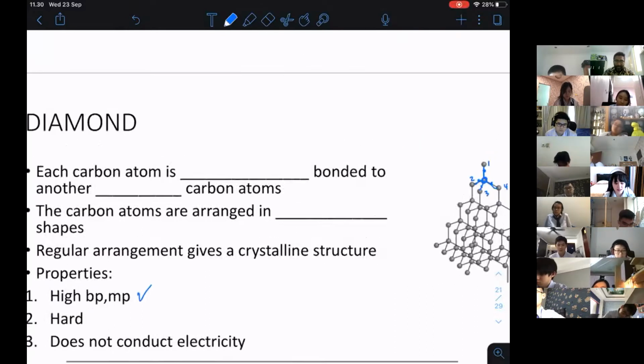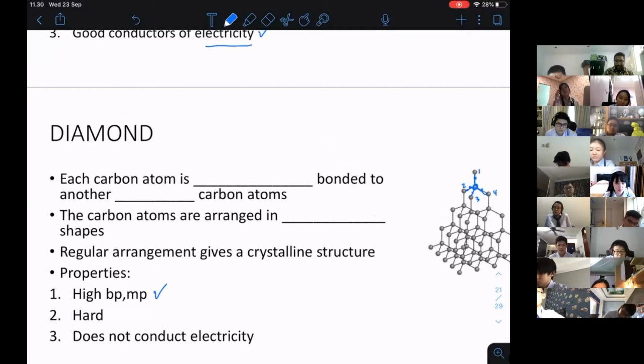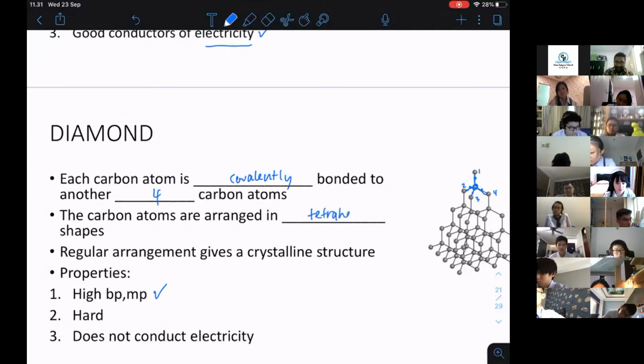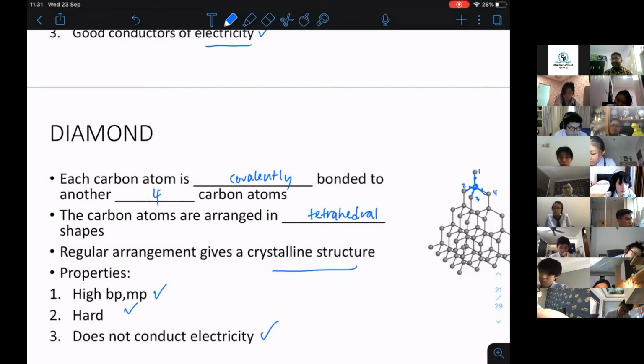So if I put it over here, each carbon atom is covalently bonded to 4 other carbon atoms. The carbon atoms are arranged in a tetrahedral shape, and the regular arrangement gives them a crystalline structure. This crystalline structure and arrangement make it harder, and because there is no delocalized electron, they cannot conduct electricity. I hope you can understand this. So this part we have covered.